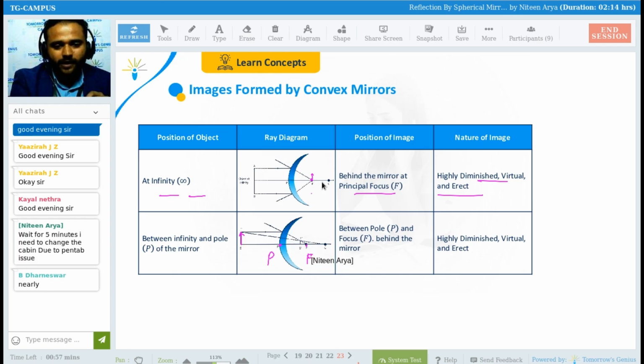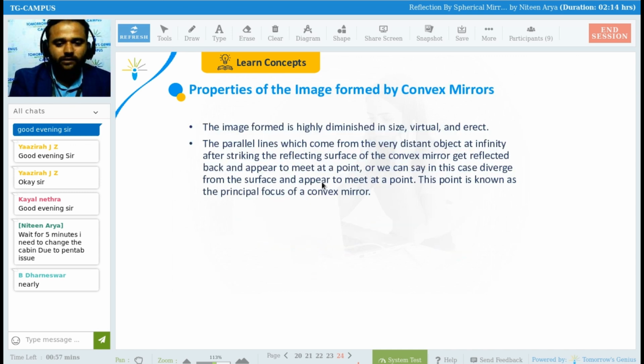image in between the focus and the pole. Again, diminished, virtual and erect, meaning very small, or you can say erect and virtual. Is this clear, everyone? There are only two cases over there.